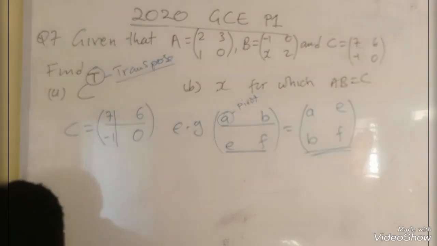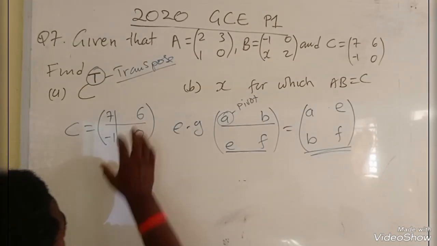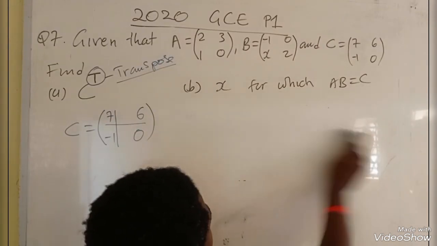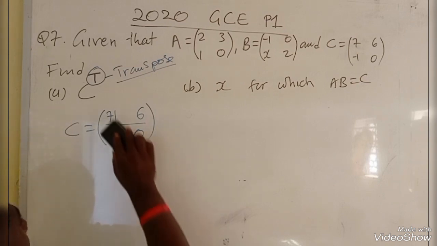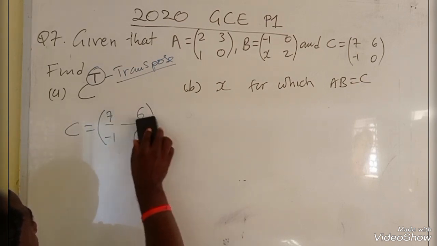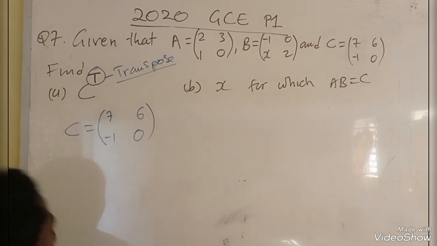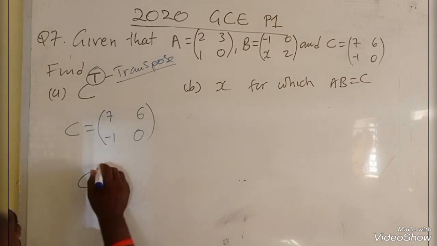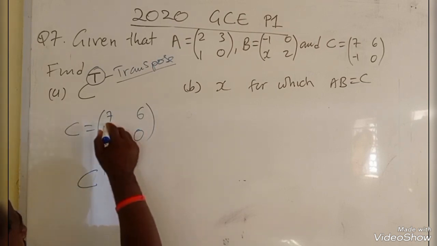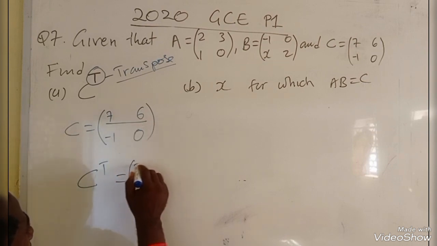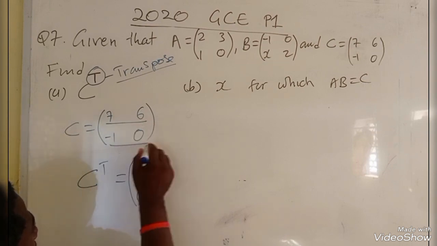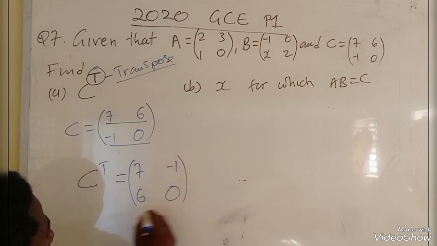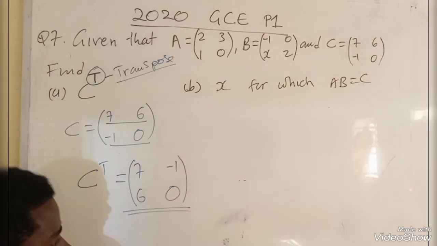That's how we can change. So we are going to do the same with this matrix. We have a pivot which is 7. So 7 is the pivot. So C transpose is equal to: the row becomes a column. The row becomes a column. So this is the transpose.